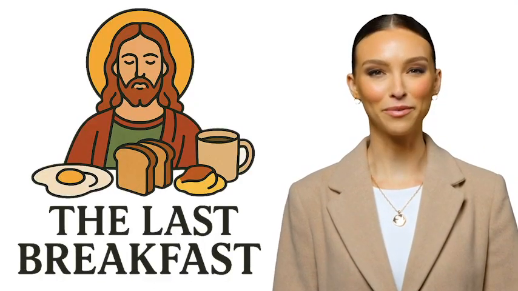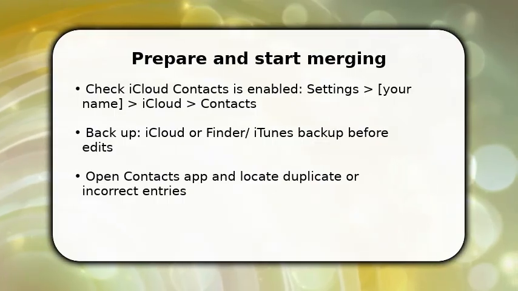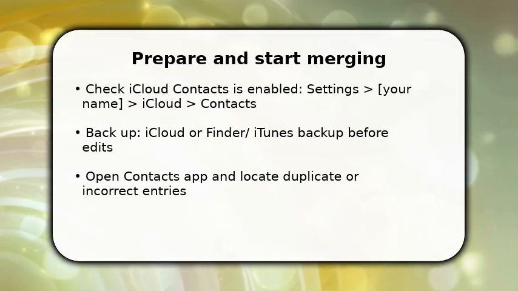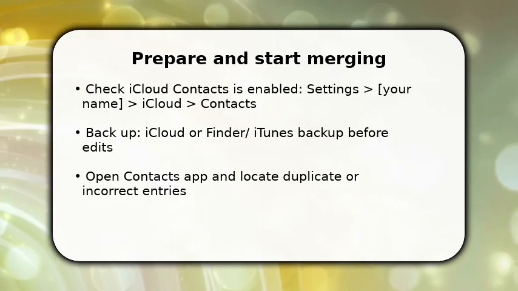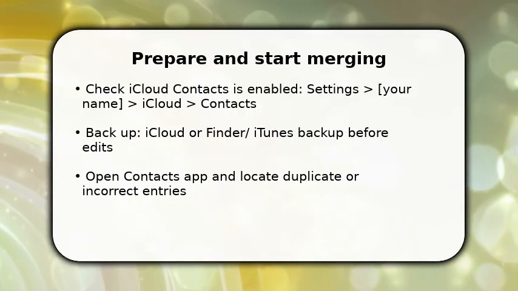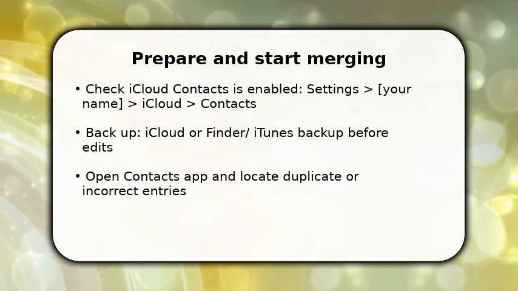Please enjoy the video. You'll begin by ensuring iCloud Contacts is on and backing up your phone so nothing is lost. Open the Contacts app and find the first problematic number. If the contact appears multiple times, tap Edit and Compare fields, delete exact duplicates or copy missing details into the primary card. Once done, standardize formatting.